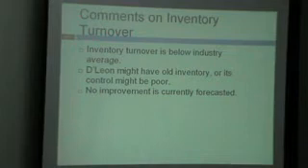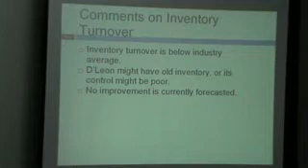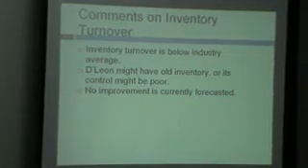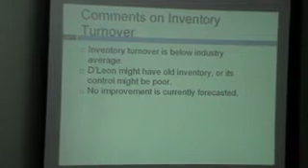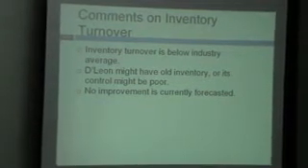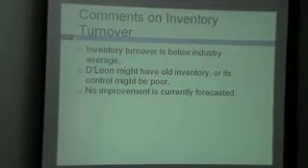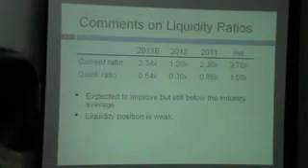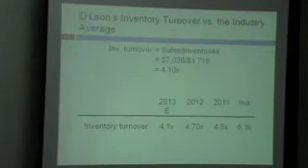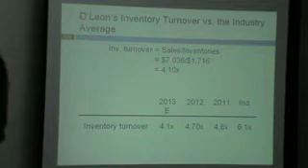Inventory turnover is below the industry average that we saw. Industry average was 6 times and it is 4 times. Delon might have old inventory or its control might be poor. So the only thing that we can guess from this is that either the inventory is old, it is not moving, or the control over inventory is not very strong. So no improvement is currently forecasted. Why? Because we can see the trend, it is decreasing, 4.8, 4.7, 4.1. So it is going downwards, not upward.